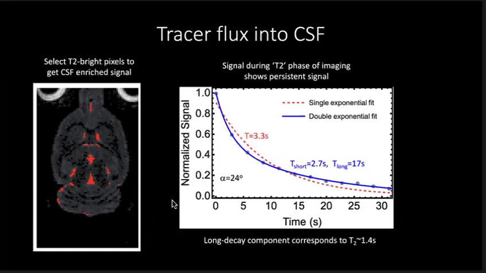If you add a second exponential and let the parameters drift around, you find a short time decay constant, about 2.7 seconds, that dominates earlier here. And now at the later time frames, you get a 17-second, quite a long time constant for the decay in this sort of CSF-dominated regime.